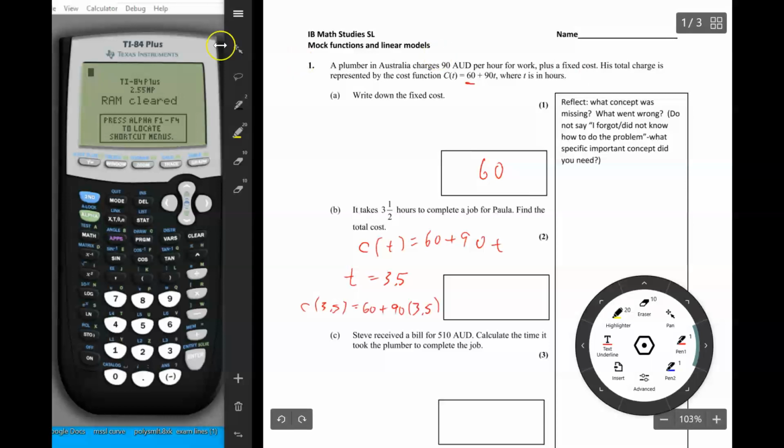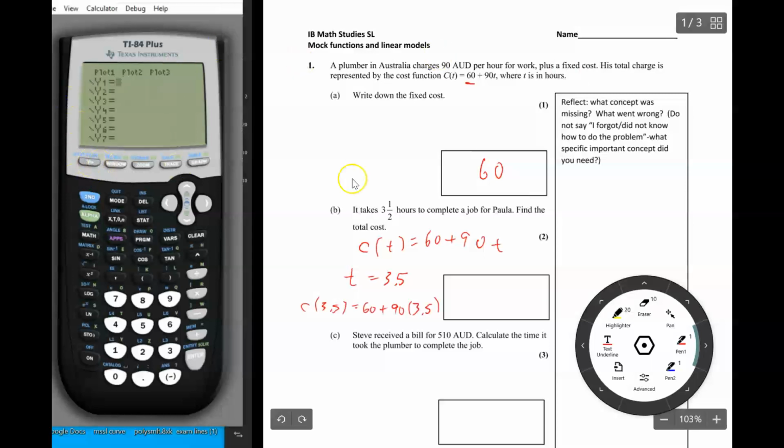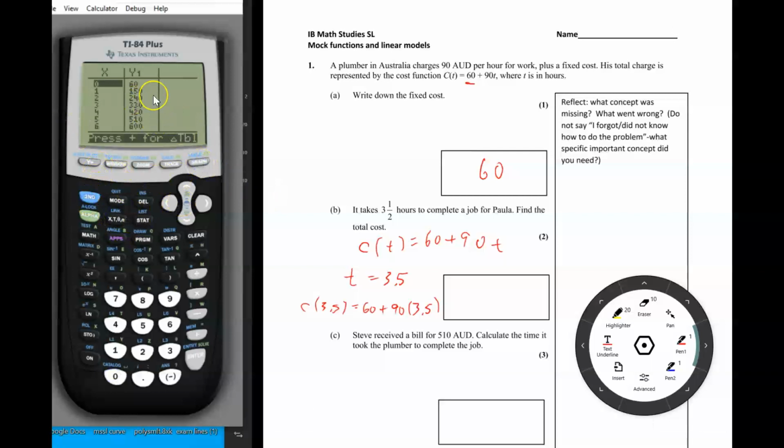The other way is you could put the function into the calculator. So I'm going to put 60 plus 90x in the calculator. And then I could look at the table, and that would give me a whole bunch of different possible points. And in this particular case, I want x, or t, equals 3.5. I don't have 3.5 here. But remember that I could go down to 3, and then I could do a plus 0.5. And that would change my step size so that I do have 3.5 there.